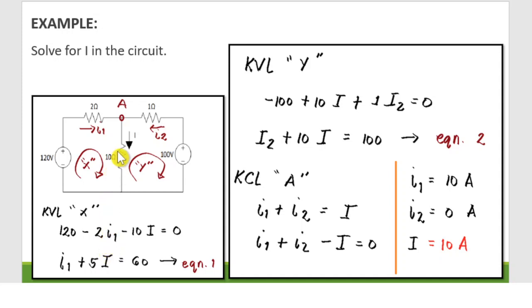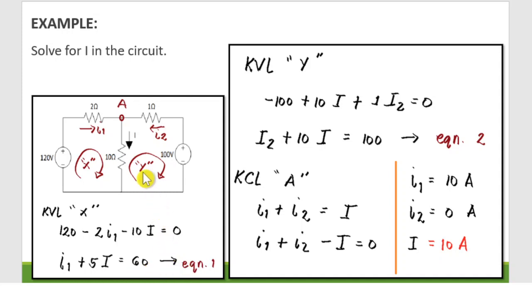And then it passes through this 10 ohm resistor, and current I, which is pointing downward, is in the same direction with your loop X with regards to this resistor. That's why it would still be a negative IR drop, minus 10I equals 0. Simplifying the equation, we have I1 plus 5I equals 60. This is our equation 1.